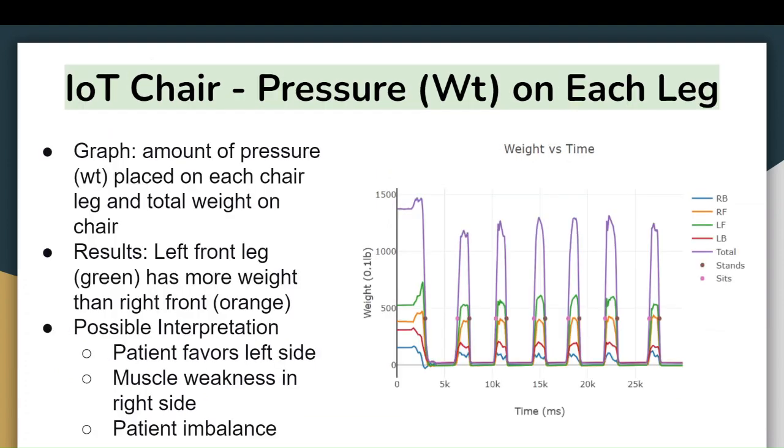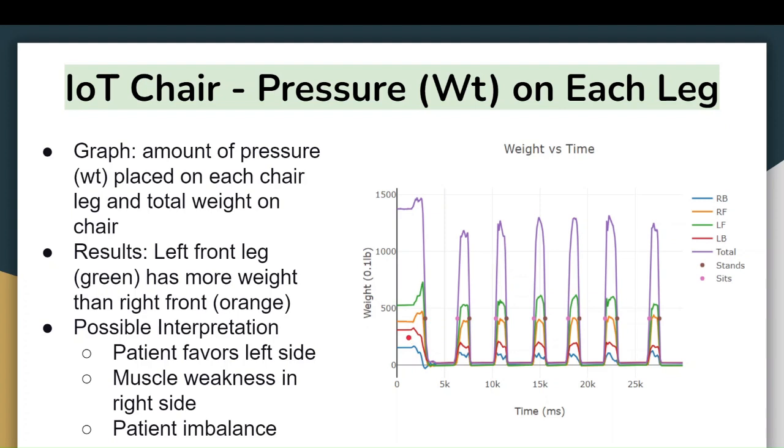One advantage of our chair is that it's able to show not only the total weight on the chair, but because we placed a weight sensor underneath each corresponding leg of the chair, we can show the pressure on each leg of the chair. This graph to the right shows in the purple line the total weight on the chair, and each other color line represents a different leg of the chair. The green line represents the left front, the orange line represents the right front, the red line represents the left back, and the blue line represents the right back.